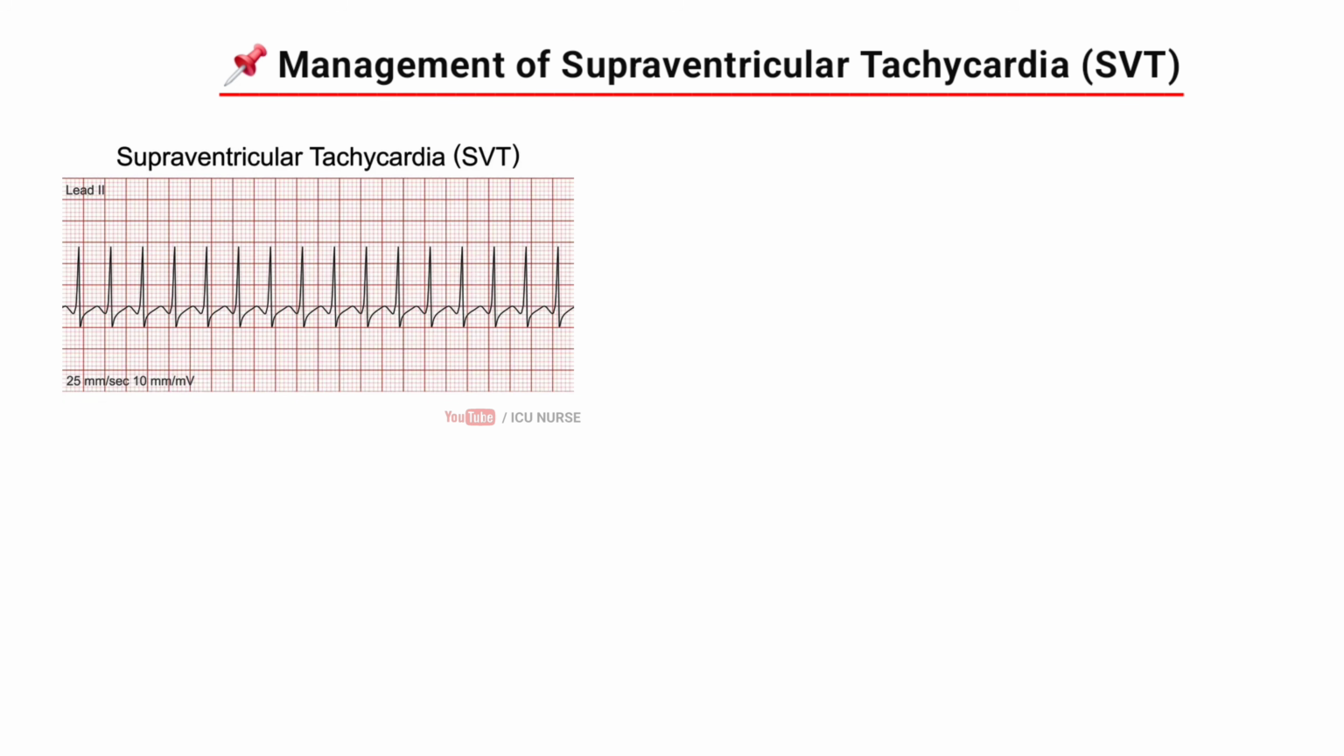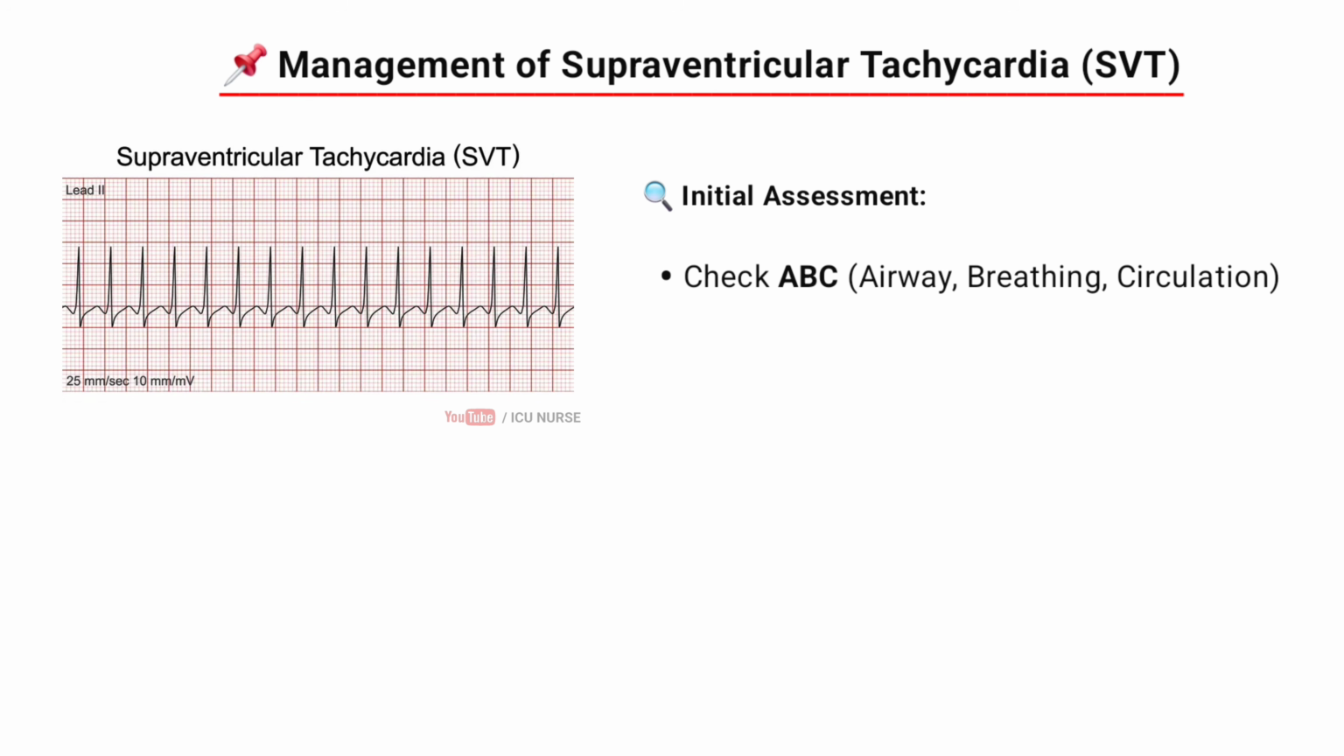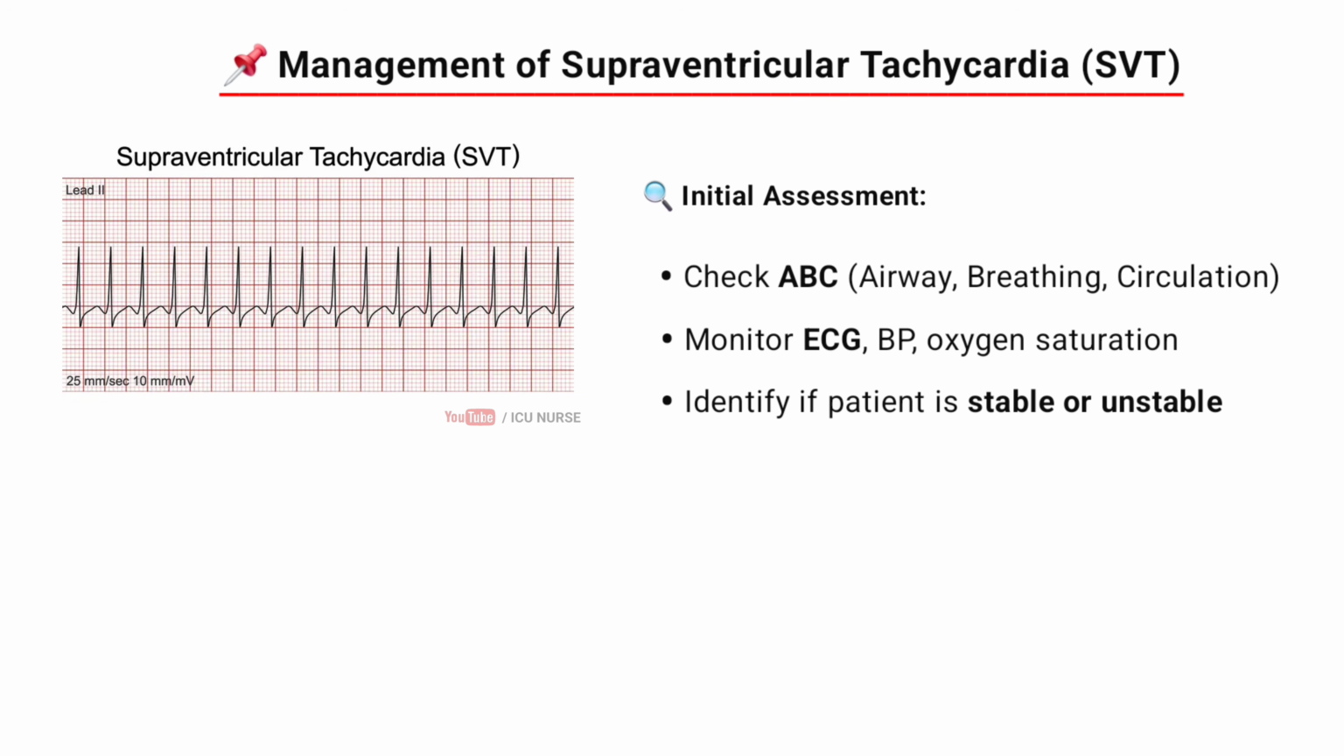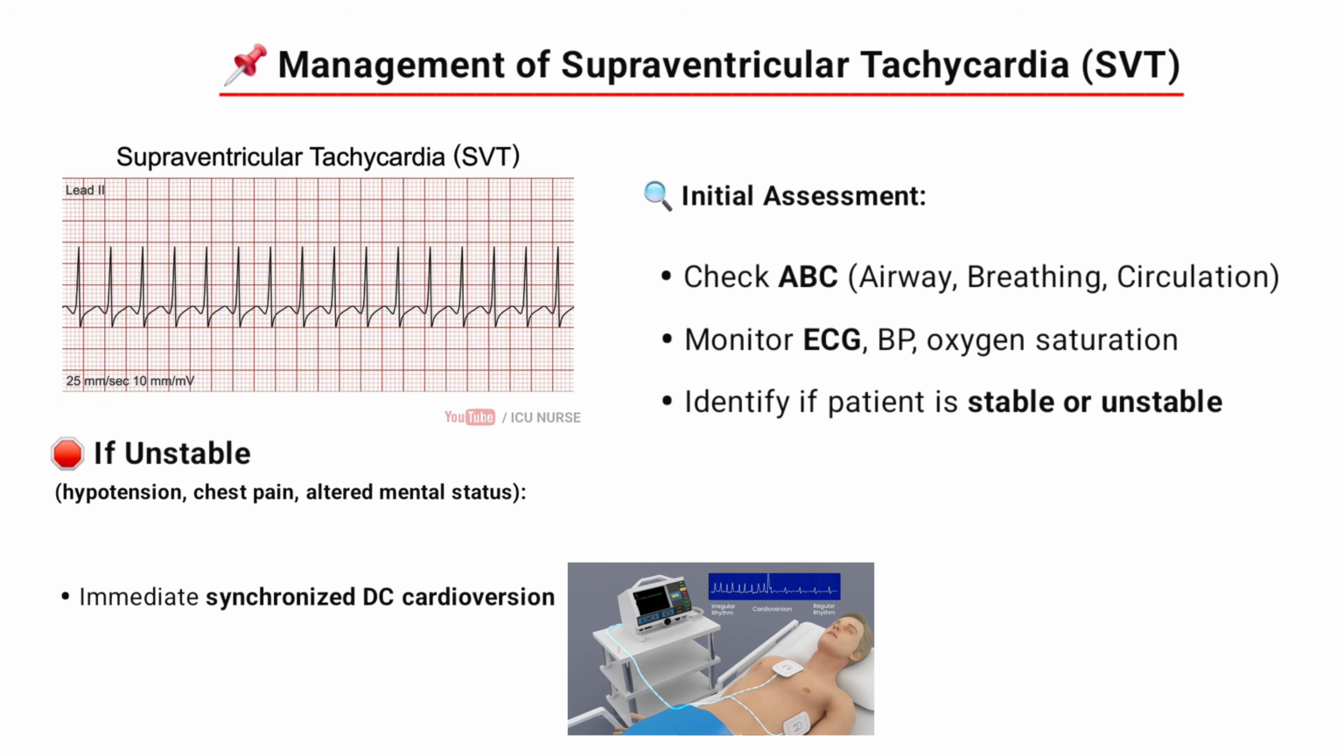Management of supraventricular tachycardia, SVT. First, we have to make the initial assessment. Check ABC, airway, breathing, circulation. Monitor ECG, blood pressure, oxygen saturation. Then identify if patient is stable or unstable. If patient is unstable, immediately go for synchronized DC cardioversion.